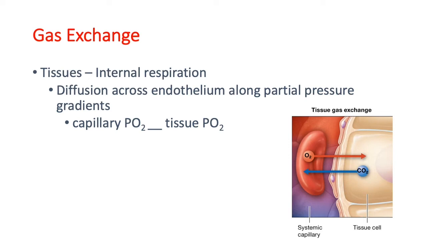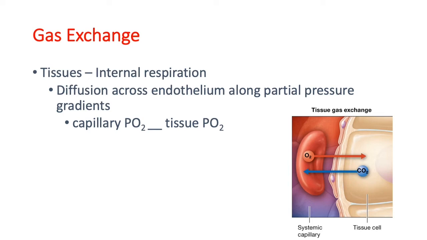When the oxygen gets into the tissue cells, it is used during aerobic cellular respiration to synthesize ATP. This helps maintain low levels of oxygen in the cell and thus the partial pressure gradient.